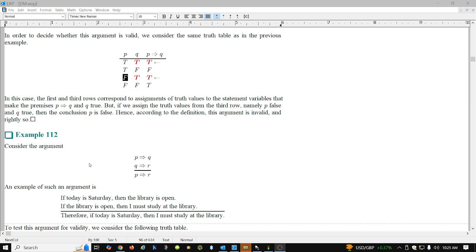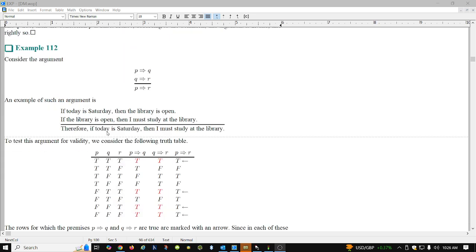Let's try another one. P implies Q, Q implies R, therefore P implies R. Example: if today is Saturday, then the library is open. If the library is open, then I must study at the library. Therefore, if today is Saturday, then I must study at the library. That also should seem quite valid, and it's worth thinking about that until it does seem that way.